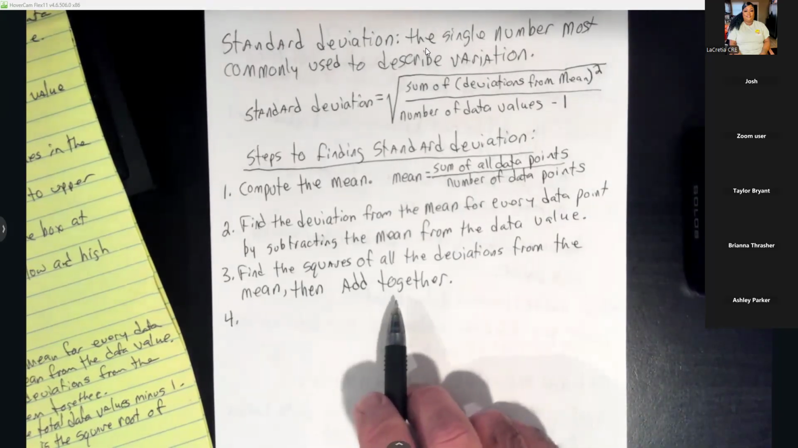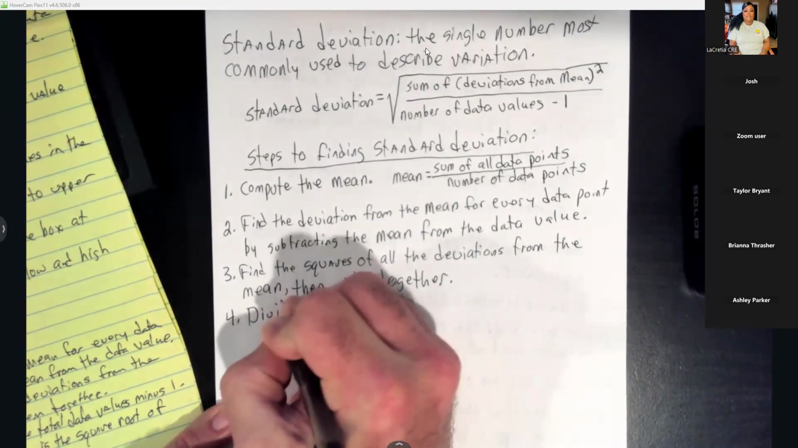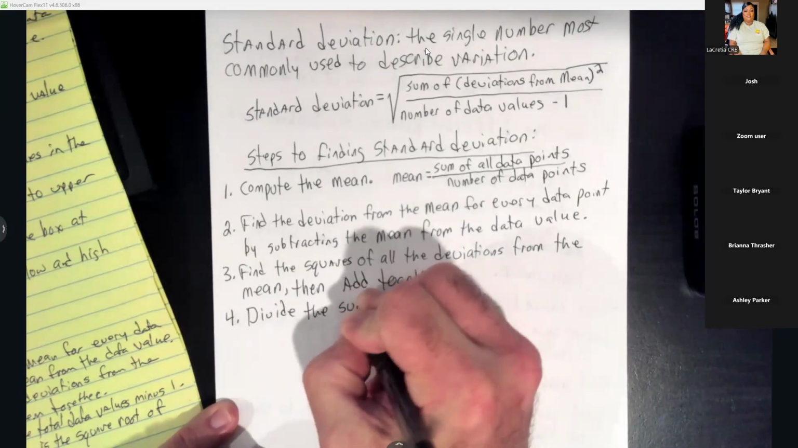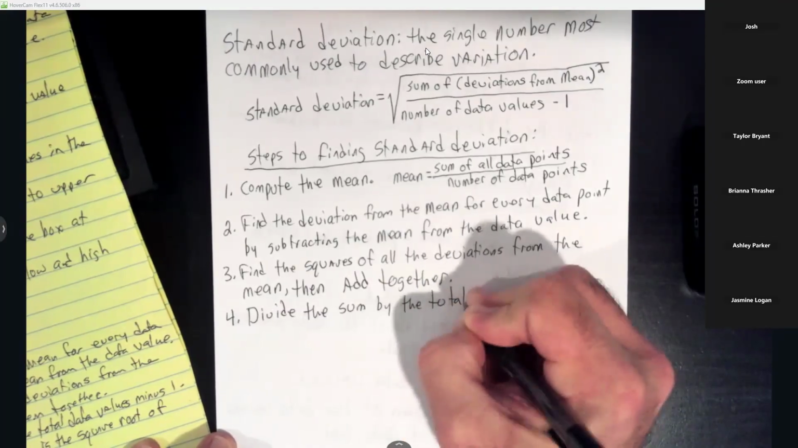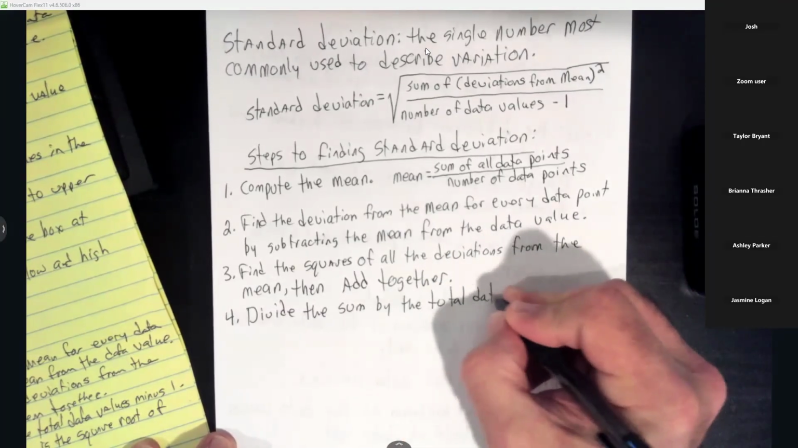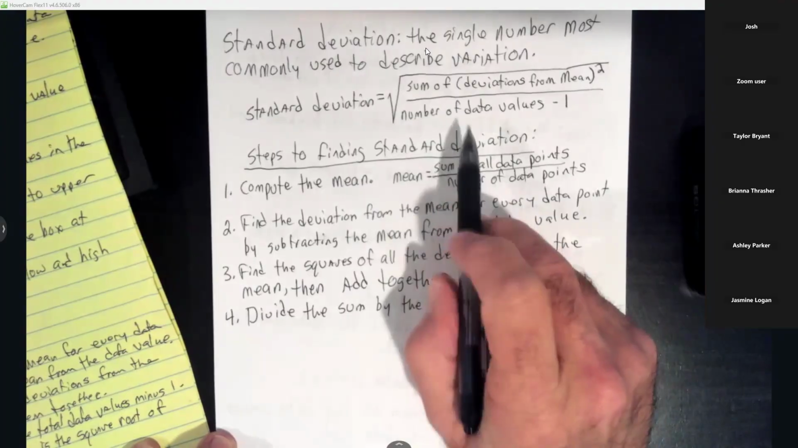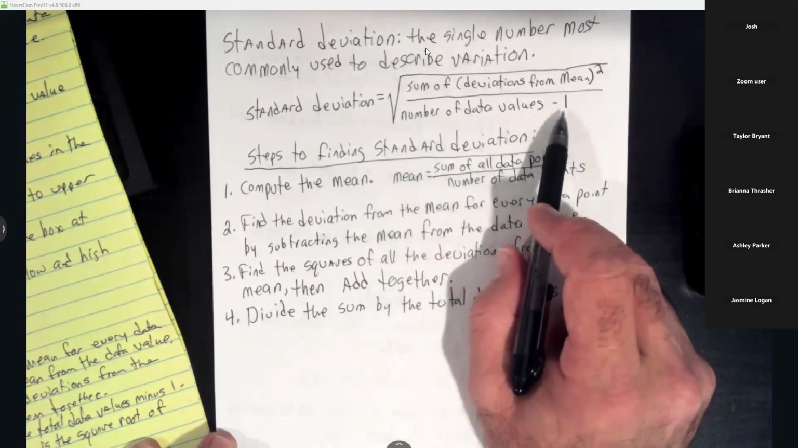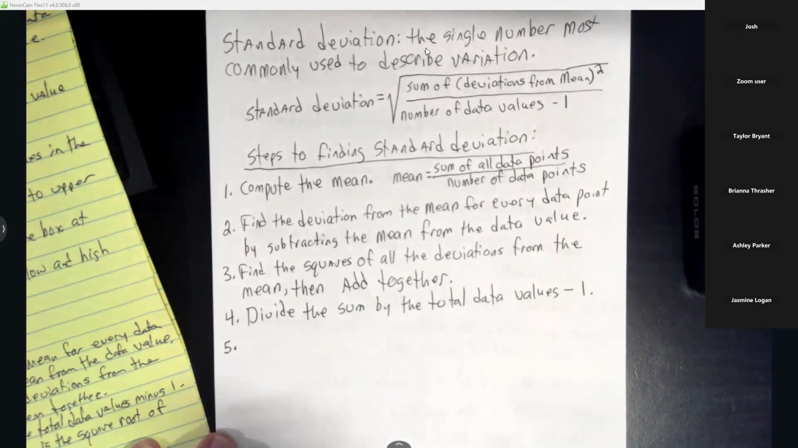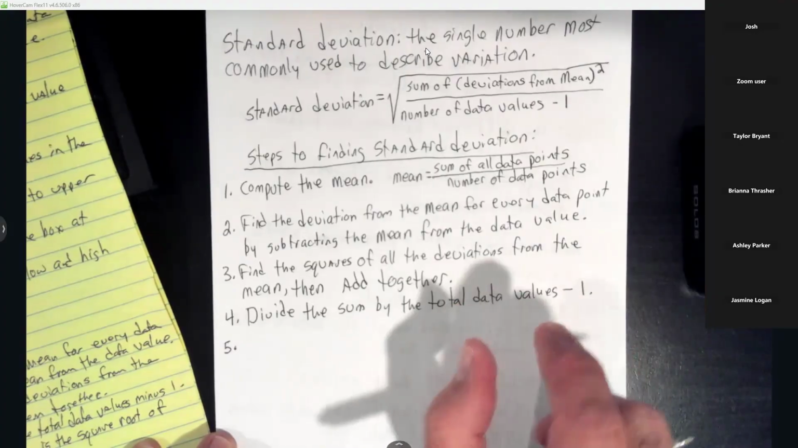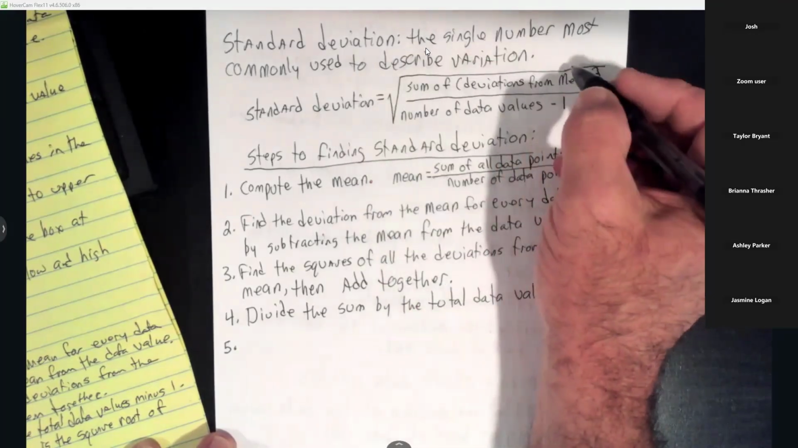All right, y'all. So once I've done this step, I will then divide this sum I got by the total data values minus 1. So right here it says divide by the number of data values minus 1. And y'all, then the last step, once I got this number, I then take the square root of that. So that's the last step, is taking that square root.